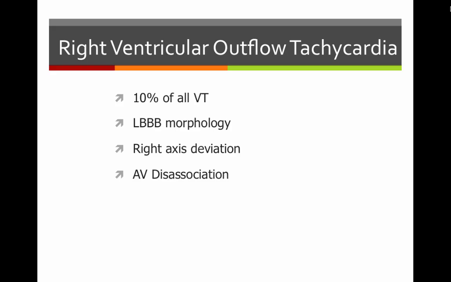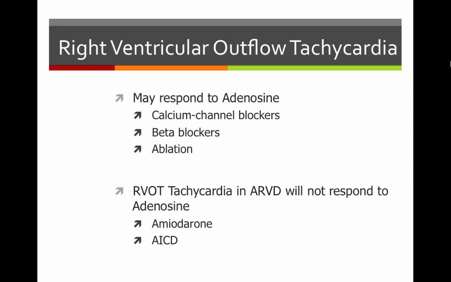What you'll see on the 12 lead is a left bundle branch block morphology. So the left bundle branch is blocked off, and the VTAC is originating from the right side. Because of this, you also see right axis deviation, and with any of the VTACs, you also see AV dissociation. If you're using your Brugada criteria or your aVR criteria to distinguish between VTAC and SVT, this 12 lead will fail that Brugada criteria, that aVR criteria, and you'll be left with SVT.